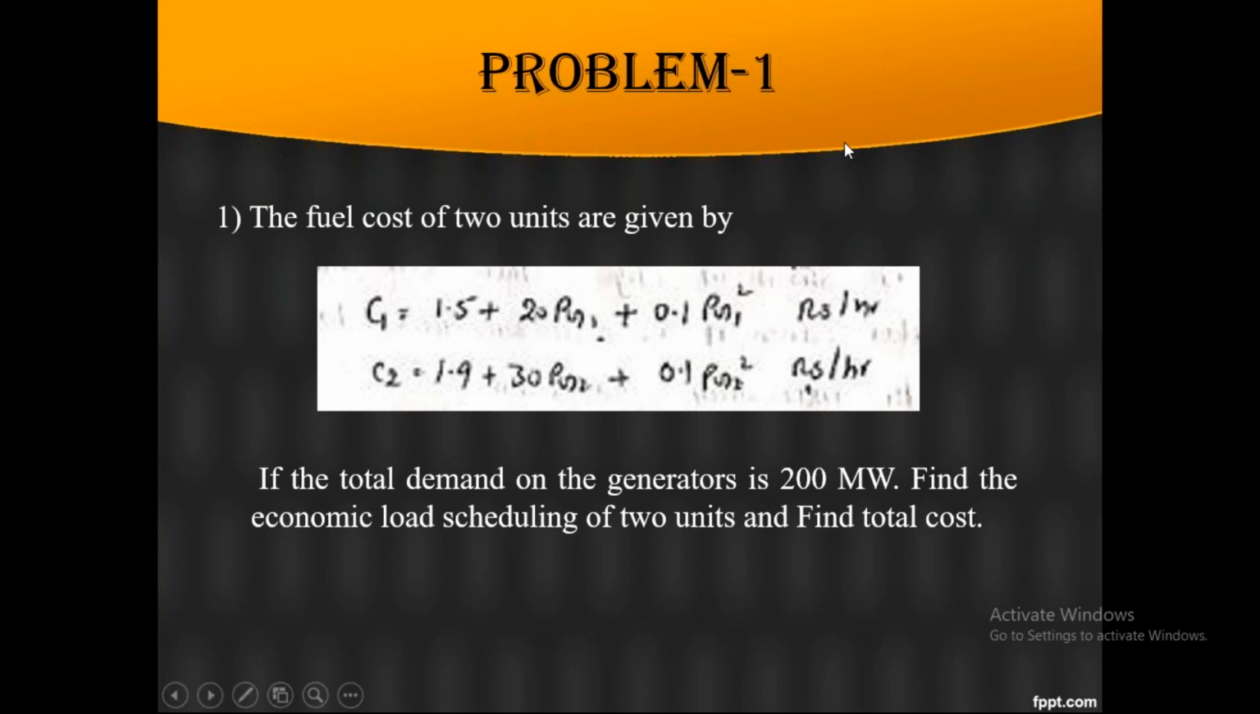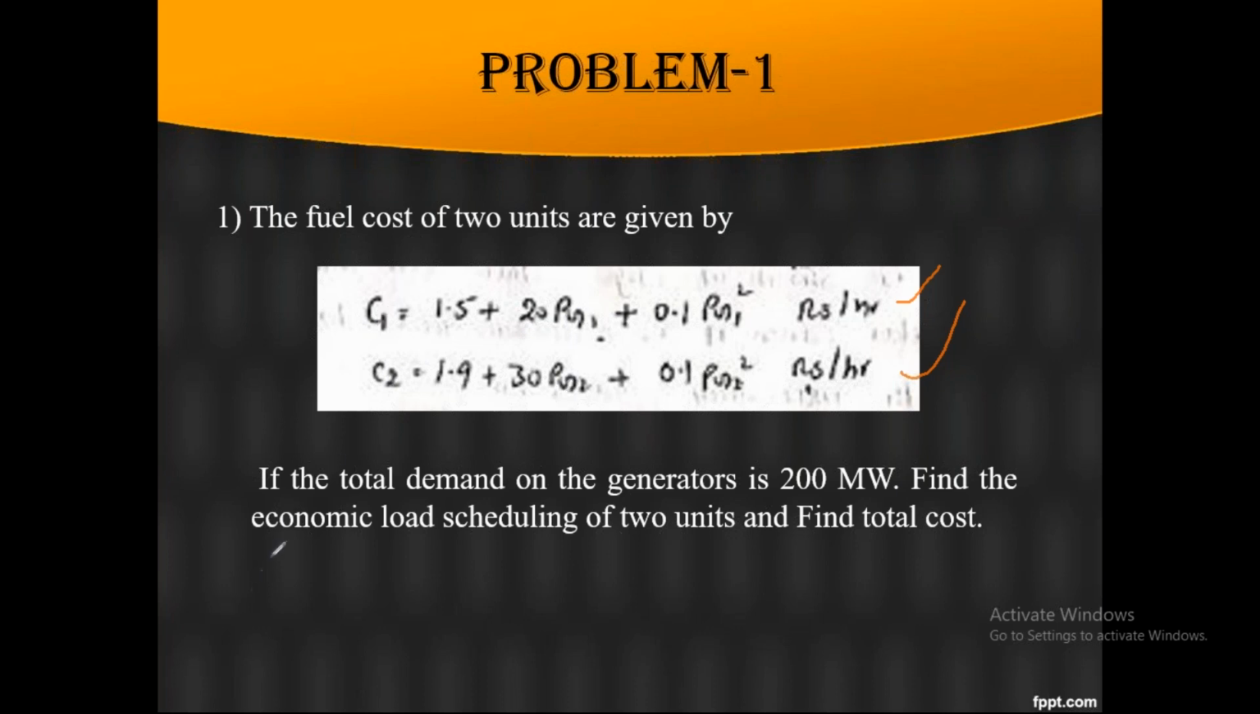Here you don't know the maximum capacity of these generation units. You only know the total demand on the power station. So out of this 200, what power can be generated by unit 1 and what power can be generated by unit 2? You have to schedule them. How we can schedule: first, these two equations are cost equations. If you want to find the incremental cost, we have to differentiate C1 and C2 with respect to PG1 as well as PG2.